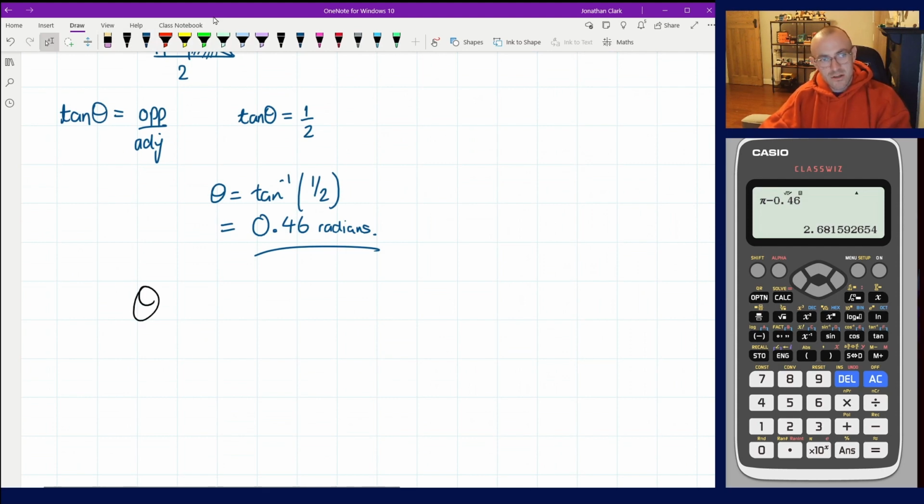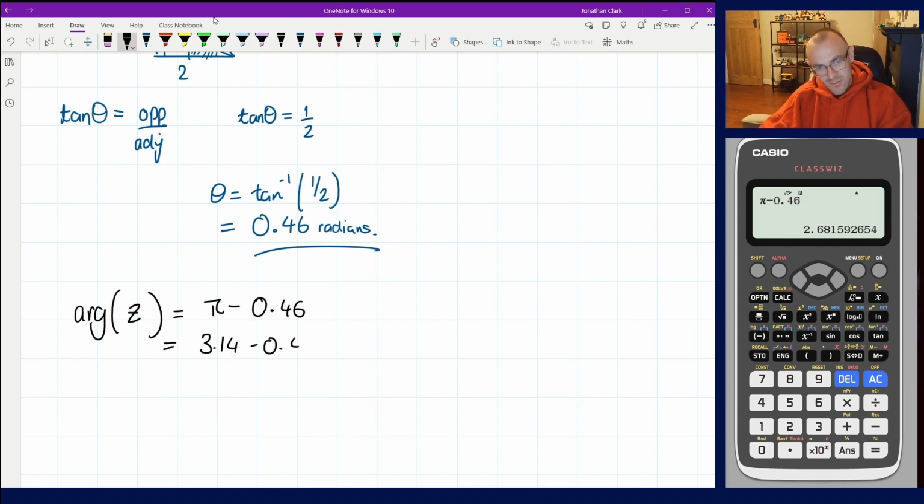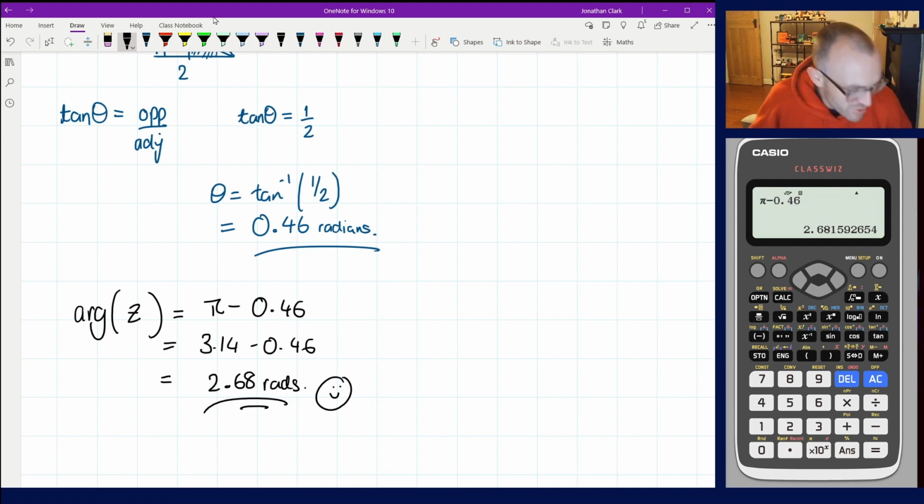So the argument of my complex number is 2.68 radians. Quite a lot of work to do for that last mark, but I would say argument and modulus seem to come up quite a lot, so it's worth getting your head around. Cool, that's another question done. That's the complex section over. Capiche?